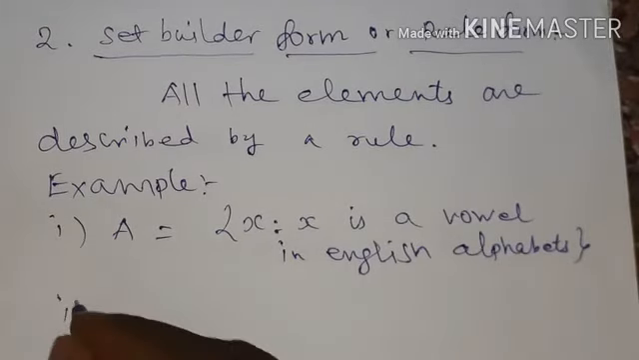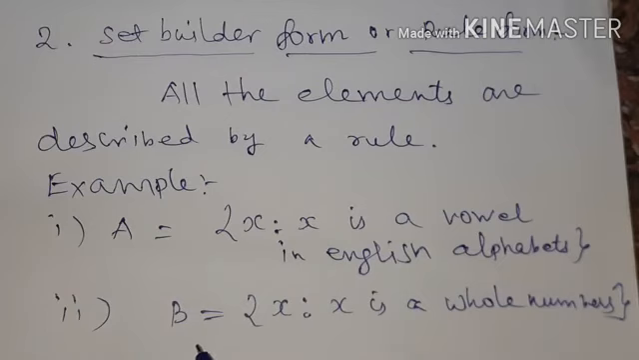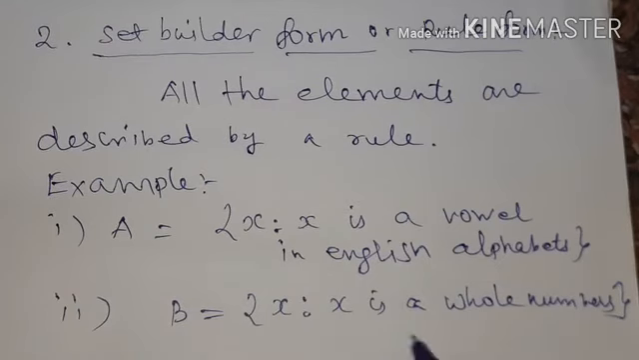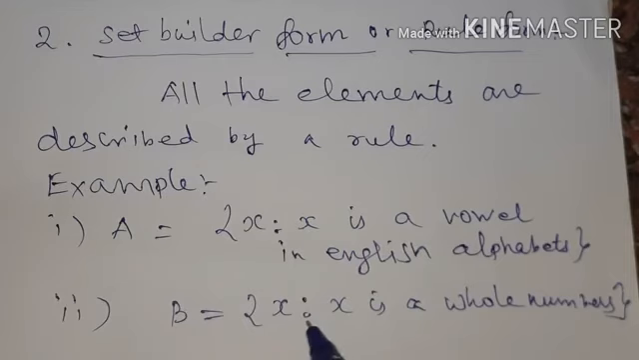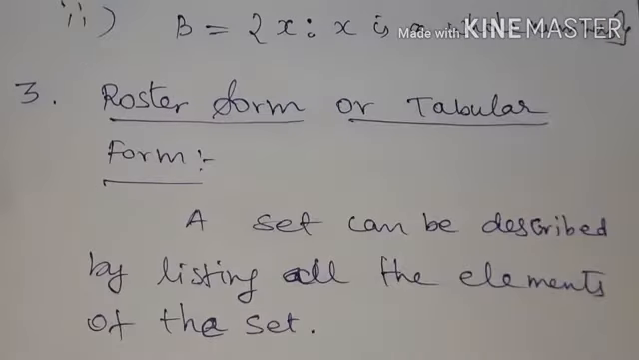Then second one, B is equal to x such that x is a whole number. Set builder form or rule form is described by a rule. Here we use such that: x such that x is a whole number.